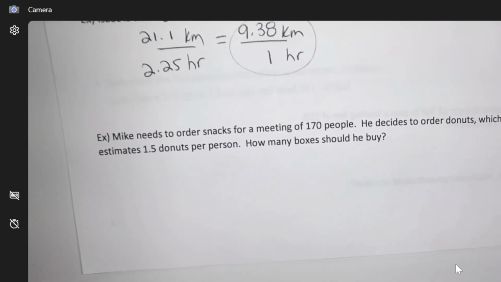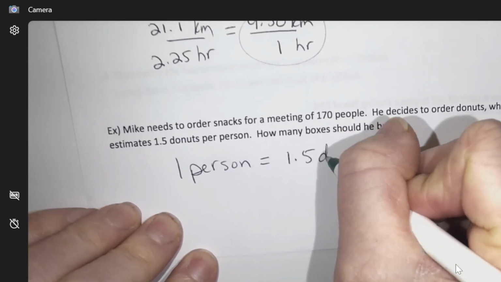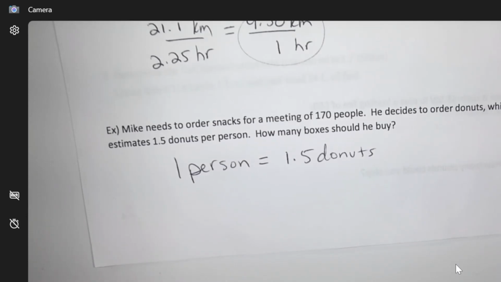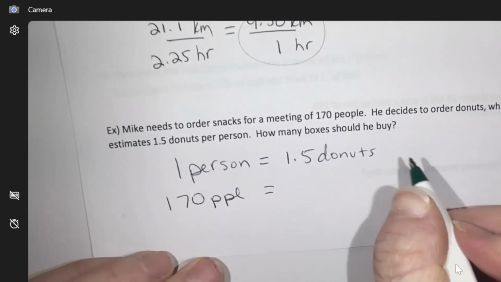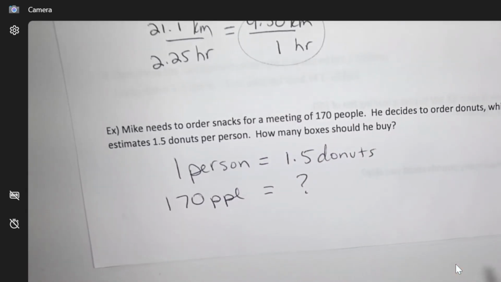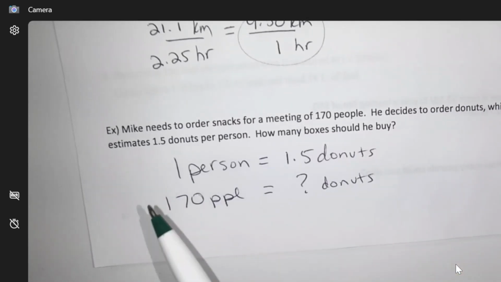Okay, so here's what I know. One person equals 1.5 donuts. That's what I know. That's how much we're estimating each is going to eat. So what do you think I'm going to do? 170 people. How many donuts are we going to eat? That's what I want to know. Does this make sense? One person equals this many donuts, so how much does 170 people make?